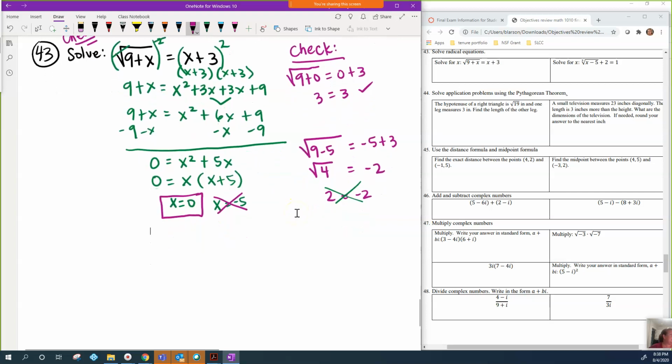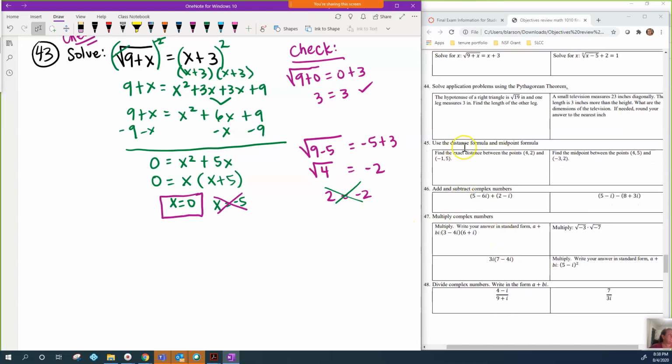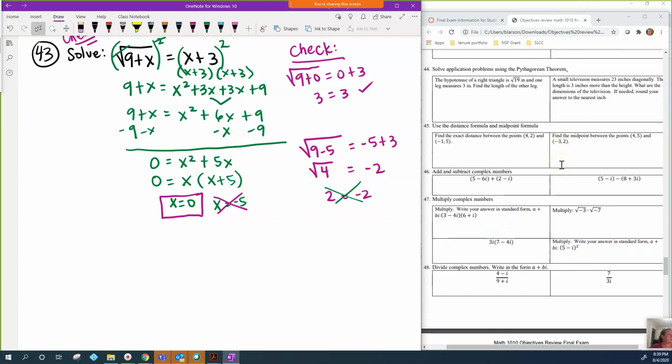Hopefully that helps on that one. Okay, and then it looks like, make sure you know the distance formula, make sure you know the midpoint formula. Those would be good things to make sure you have on the test. Also the Pythagorean Theorem. How to solve things with the Pythagorean Theorem would be a good thing.